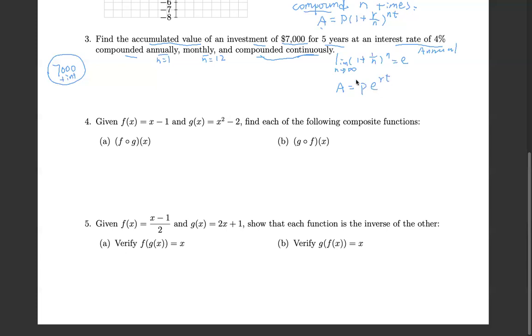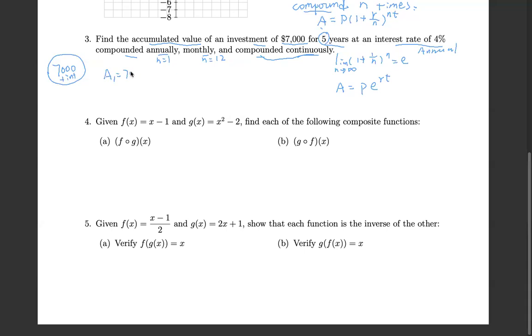What is T? T is how many years your money stays in the account. In this case, it's 5 years. What else? That's it. Now let's calculate A1. That means compounded only once annually.